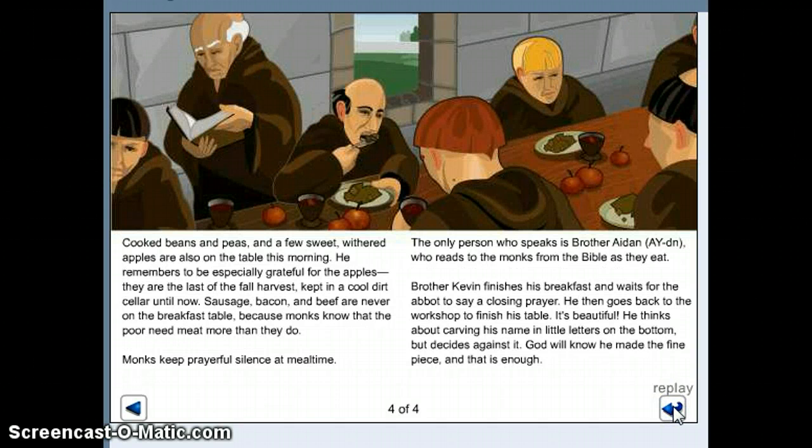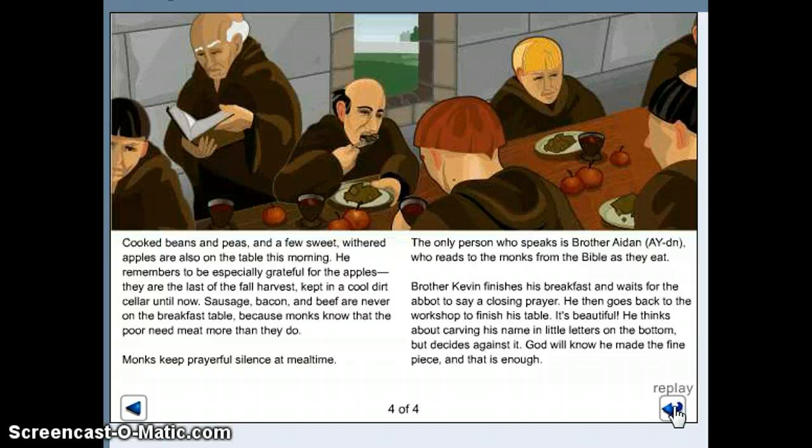Cooked beans and peas and a few sweet withered apples are also on the table this morning. He remembers to be especially grateful for the apples. They are the last of the fall harvest, kept in a cool dirt cellar until now. Sausage, bacon, and beef are never on the breakfast table because monks know that the poor need meat more than they do, so they give the meat to the poor.